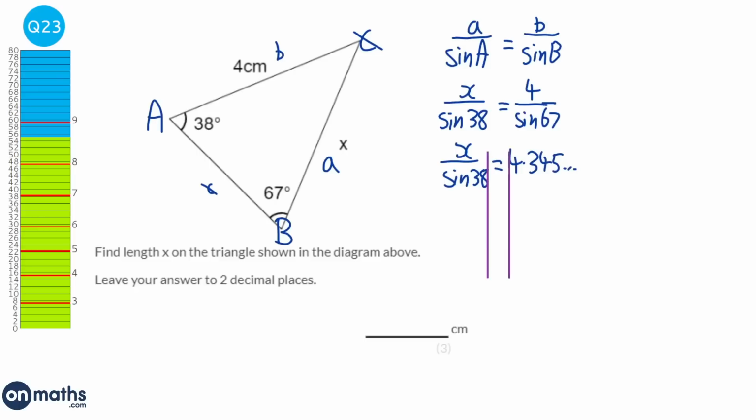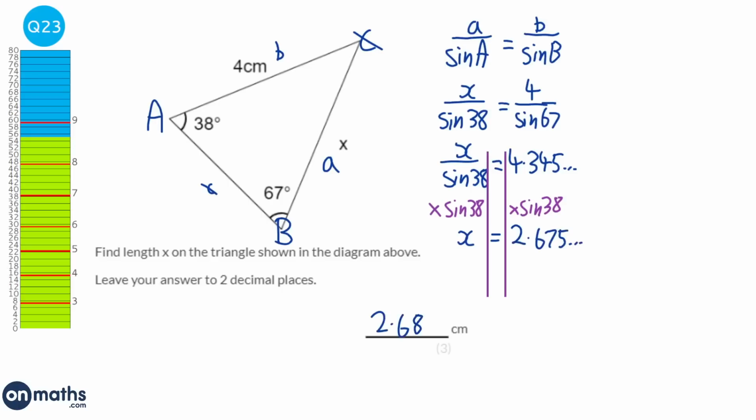So we're going to solve this. It's going to be a nice and easy solve today, because all we need to do is times both sides by sine 38. And so that will give us 2.675, and so on. And when we round that, we get 2.68.